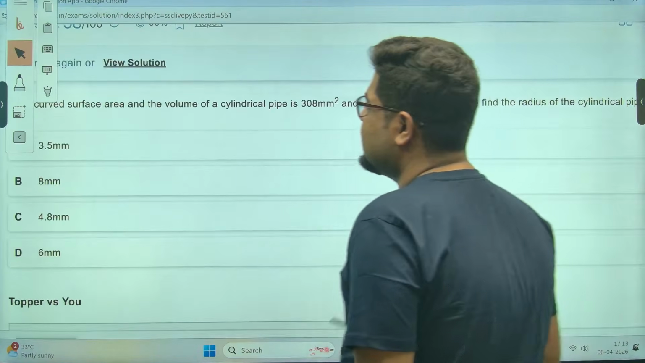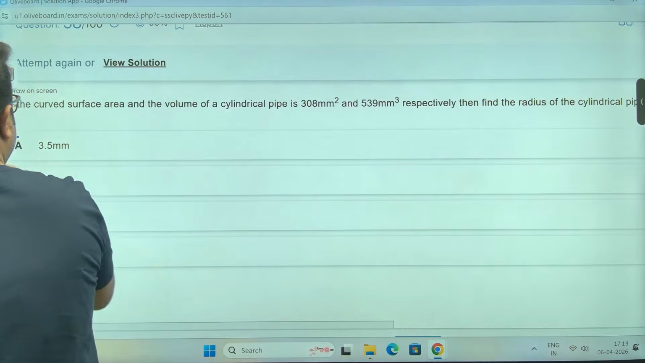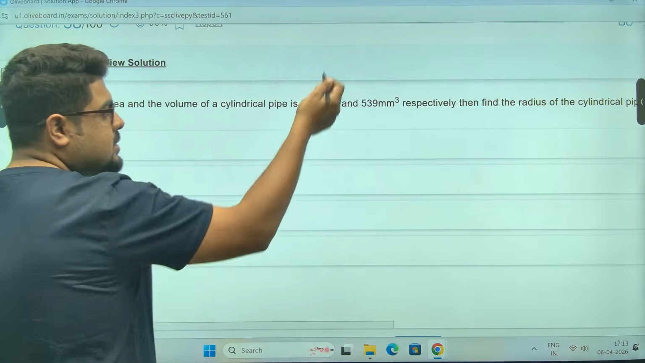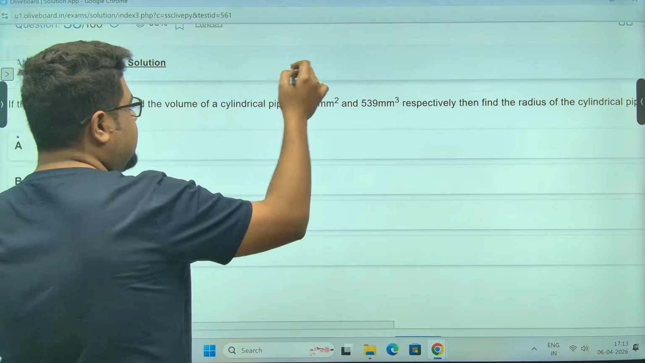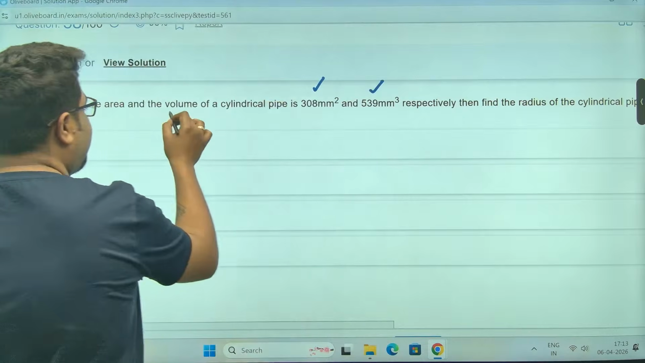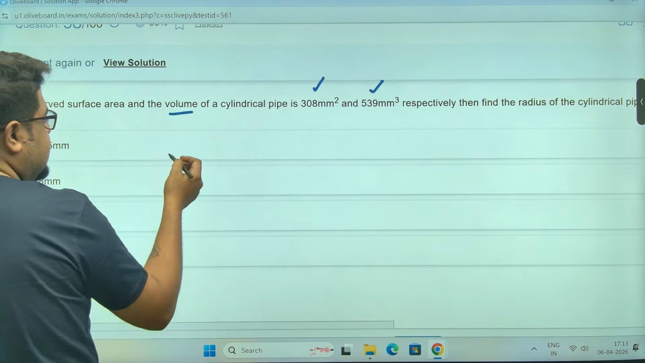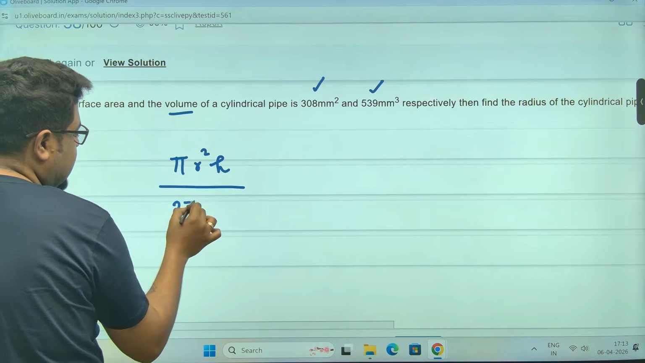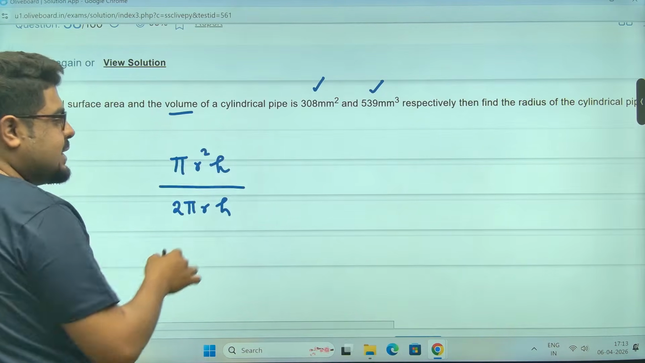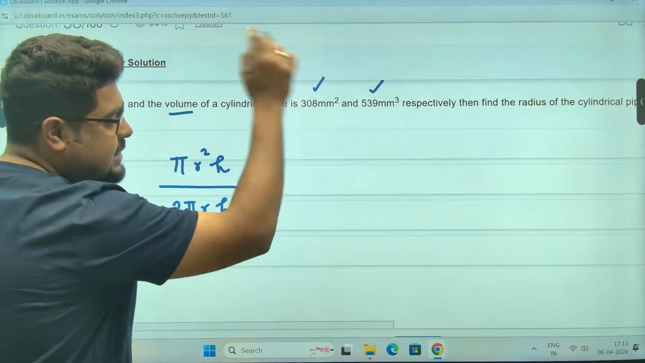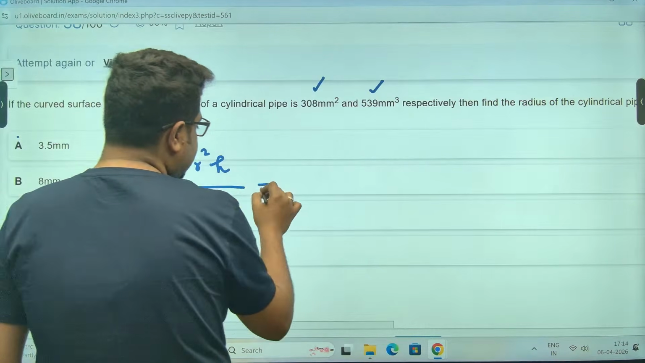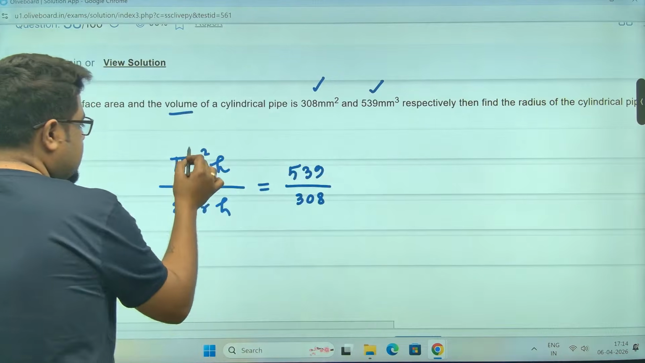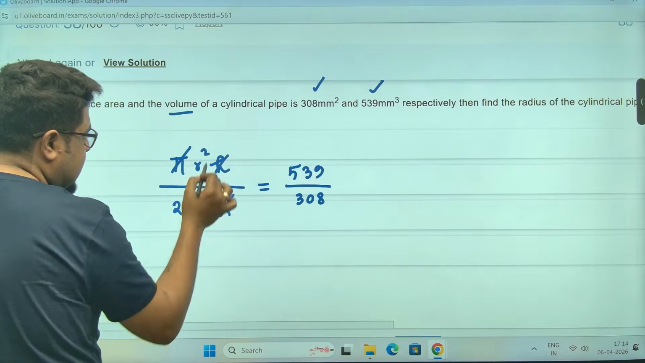Sir, curved surface area and volume are given as ratios, so just divide. It's better if you take volume on top and curved surface area at the bottom. Volume of a cylinder is pi r square h, and curved surface area is 2 pi r h. Why? Because once we cancel, I'll directly get r, which is exactly what they're asking. That will be, sir, 539 in the numerator, 308. I've just changed the order. Pi cancels, h cancels, r is here.